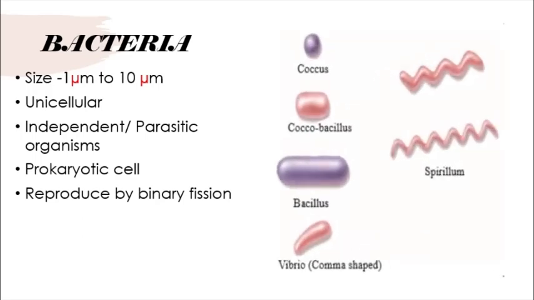Now, here are some examples of bacteria. Like we have coccus, cocobacillus, then we have bacillus, spirillum and vibrio. These bacteria usually cause nausea, vomiting and diarrhea in humans.